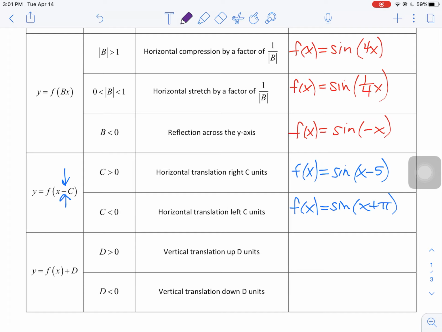So up is positive, down is negative. So I could do f of x equals sine x and then plus 1. That would be a vertical translation up 1. Or I could do something like f of x equals sine x minus 3. That would be a vertical translation down 3.